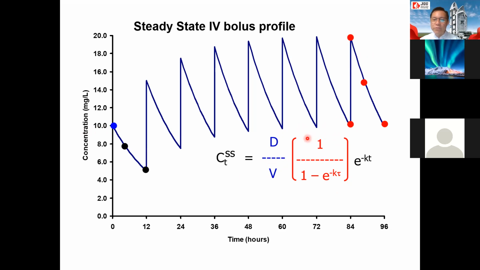then multiplied by the term in the bracket, which is called the accumulation factor, because the drug accumulates until steady state. And this one is at any time: if I close this, it is the Cmax, if I don't have this. But if you want C(t), you have to multiply by e to the power of minus kt, where t is any time.